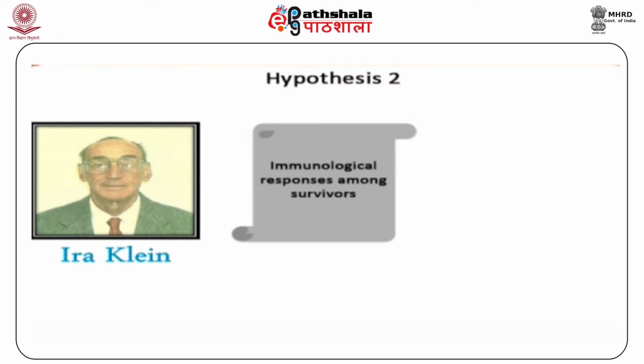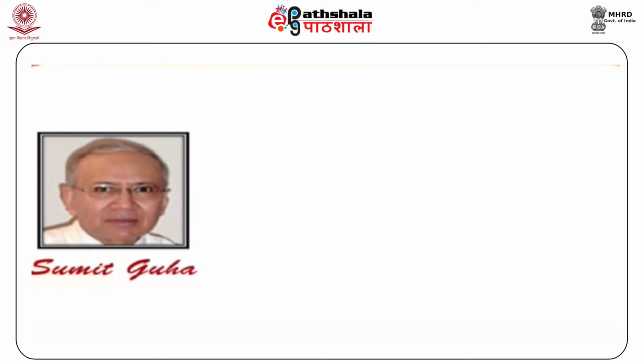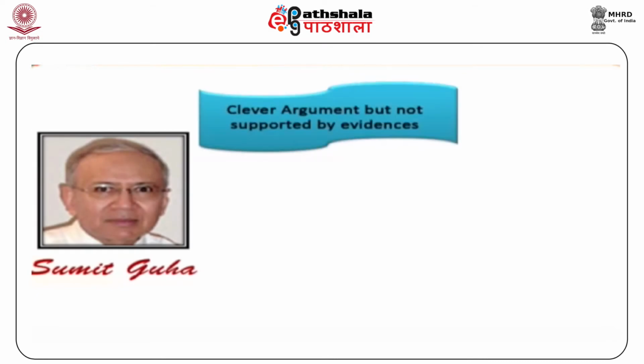Mothers who had experienced the disease or epidemic but survived it passed the antibodies to the babies they had conceived or given birth to afterwards. Thus, chains of protection had begun, the protection passing from mother to the child through generations. Sumit Guha finds this a clever and appealing argument, but finds that it is not completely supported by available data.